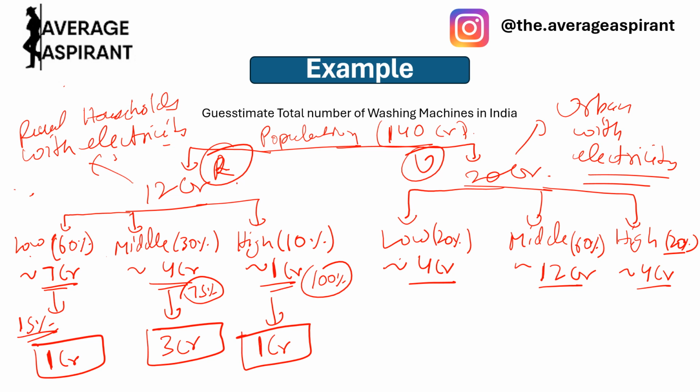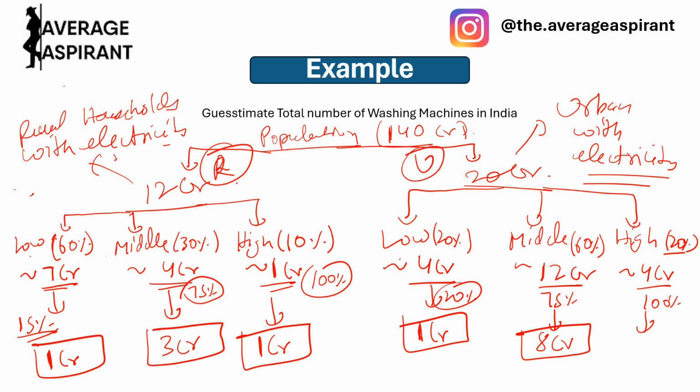Same goes for our urban segment. 20%, we will assume 20%, 1 CR. In middle, we can assume let's say 75%. It would be 8 CR. And in high, we will assume 100%. So it would be 4 CR.